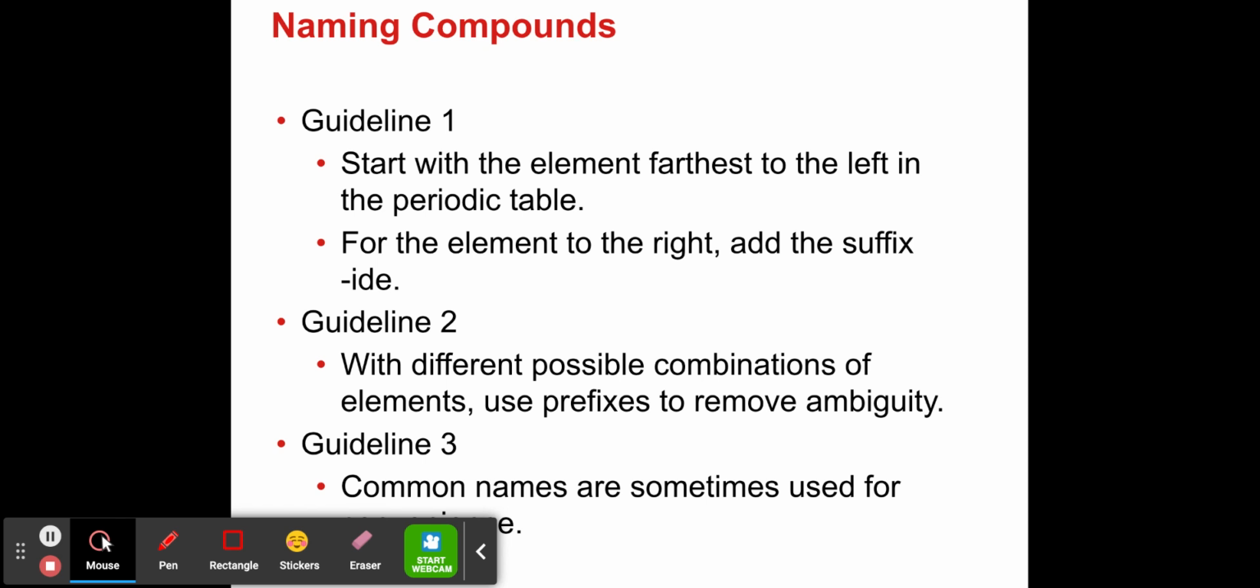All right. So don't forget the guidelines. Start with the element farthest to the left in the periodic table. For the element to the right, add the suffix IDE. With different possible combinations of elements, use prefixes to remove ambiguity, and then common names are sometimes used instead.